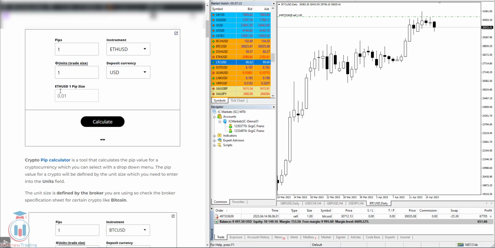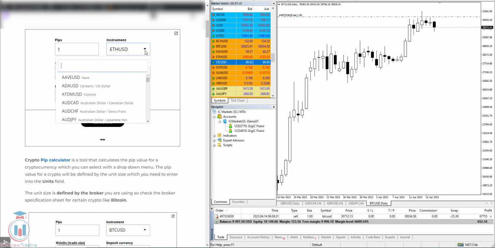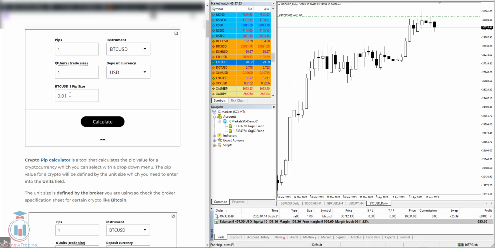Then you have here the pip size. Let's return to the Bitcoin because I will show you an example with the Bitcoin. Bitcoin USD, 1 pip size means 0.01. And that means when you go to the trading platform and you look on the right side at the vertical scale where the price is, it says $30,024.88, and that means 0.88, which means the last digit, which is currently 8, is 1 pip. So the Bitcoin 1 pip size is 0.01, which is on 1 decimal point.